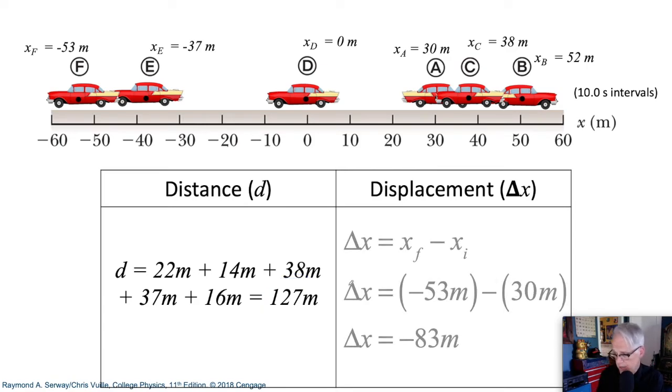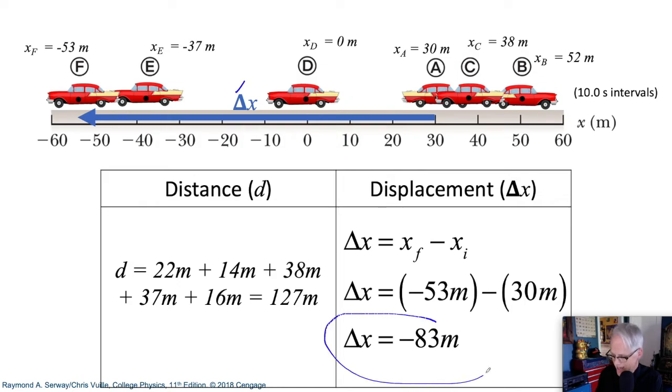Then we calculated the displacement. And here's our displacement vector right here as being negative 83. Remember, distance is a scalar, displacement is a vector, and we're giving our direction here to be negative, and we're showing negative to be to our left.